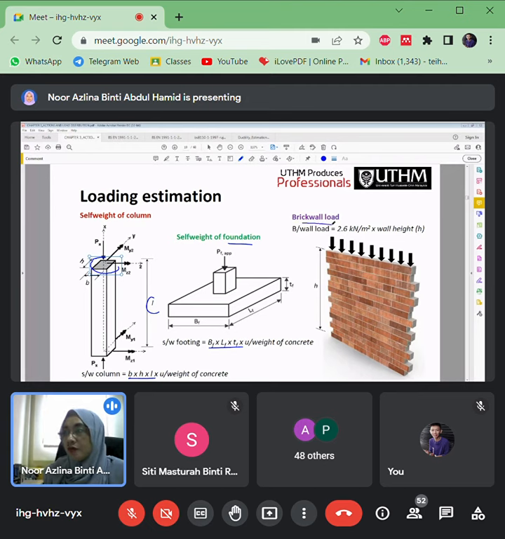Okay, for the brick wall load here, look at here, it considers its height. So that's why we want to know the height of each of the levels, because we want to calculate the brick wall load here. The unit weight for the bricks is 2.6.